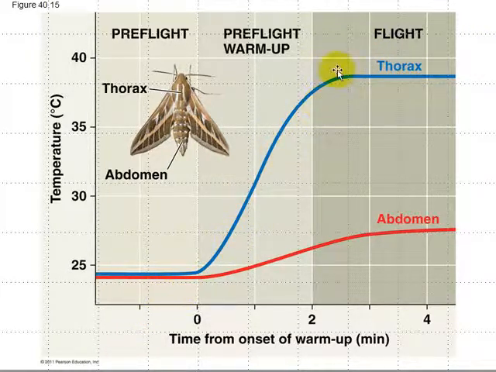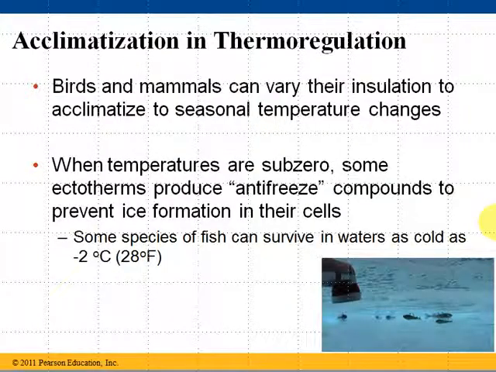Just like creatures can acclimate themselves to a variety of external conditions we talked about, like the elk acclimating itself to the thinner air of the mountaintops, they can also do this to some degree with temperature. Birds and mammals can vary their insulation to acclimate themselves to seasonal temperature changes. That's why certain creatures will load up on food in the spring and summer and gain fat reserves so they can make it through the winter. That's going to be a combination of storing energy as well as insulating their body.